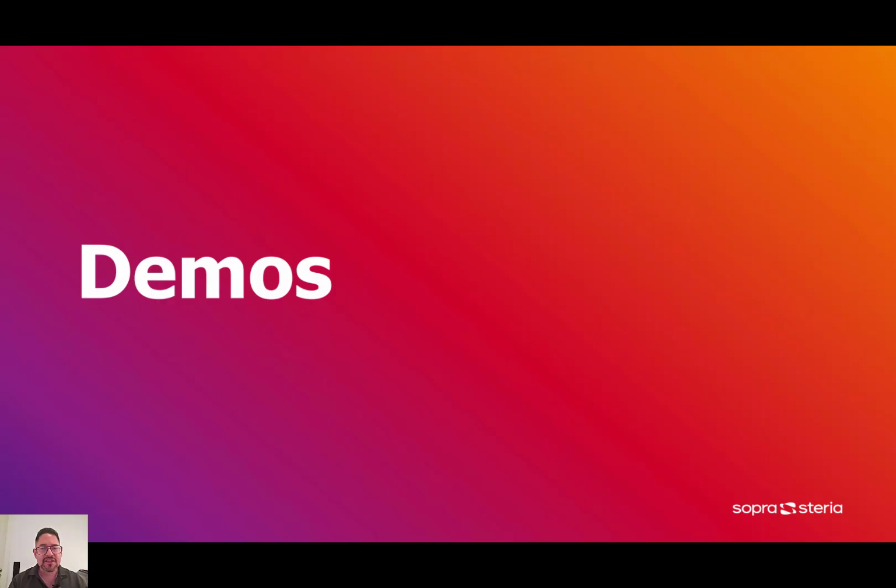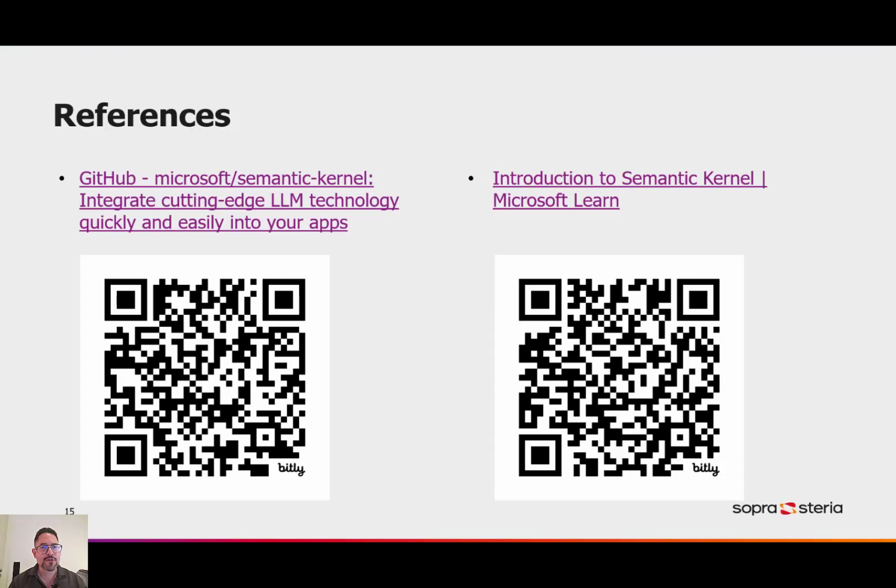So now we've seen some demos, and if you would like to know more about this, you can scan these QR codes. So the first QR code is for the official Semantic Kernel GitHub, and the second is Microsoft Learn information here for Introduction to Semantic Kernel.